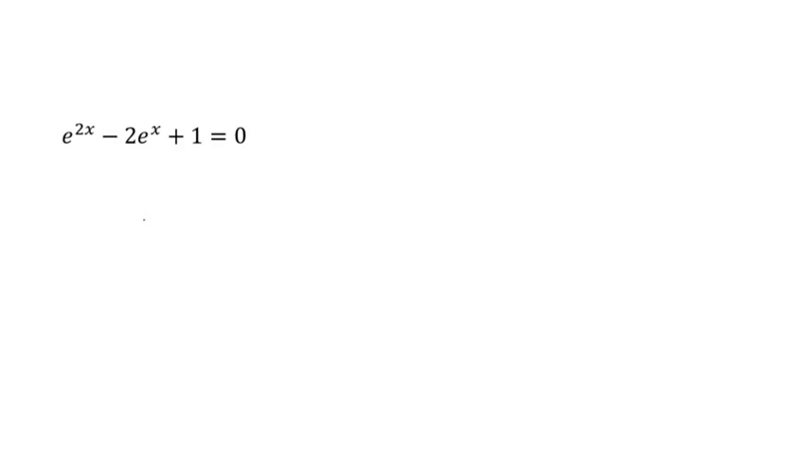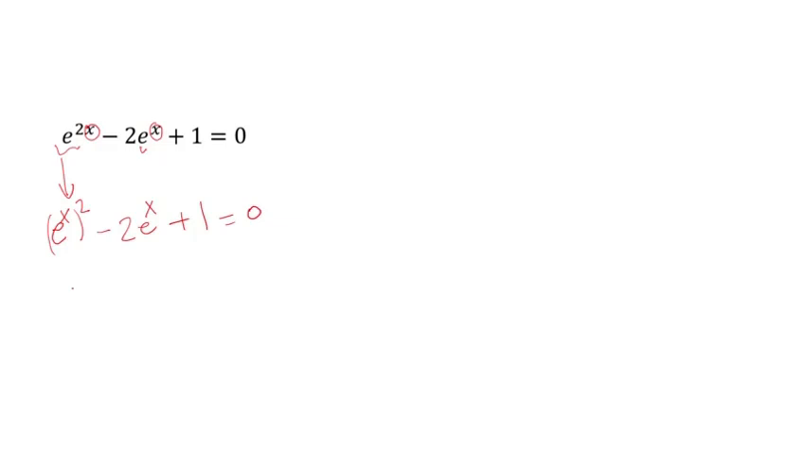So if we look here, we have e to the power of 2x minus 2 times e to the power of x plus 1. This is not easy to solve. But one way is to notice that I have e to the power of x here and x here. What if I rewrite this as e to the power of x, squared, which is the same thing basically, then just rewrite the other ones, plus 1 is equal to 0?